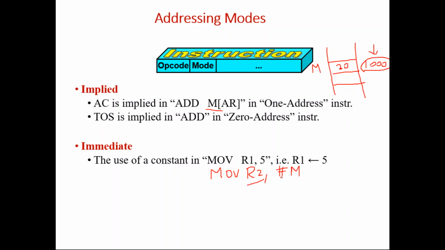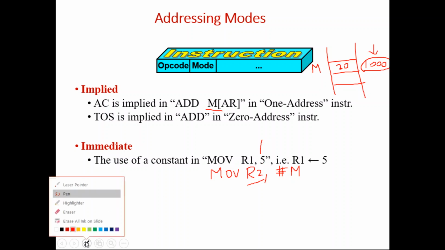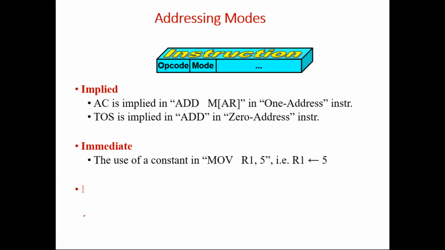So this also comes under immediate addressing mode. But if you use just move R2 comma M without hash, then it will move this 20 to R2. Then it will take the content. Here we don't want the content. We want this address, which is the immediate value. So in that case, you have to use hash. Now M is something like a variable we are using. But if you give the value directly, then you can directly give like this, move R1 comma 5, right? So this type of addressing comes under immediate addressing mode.